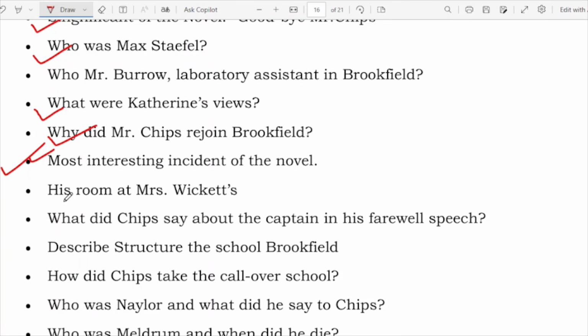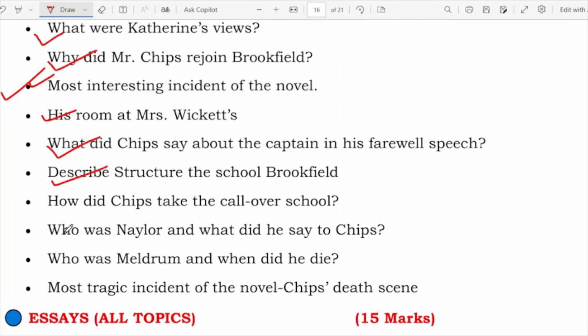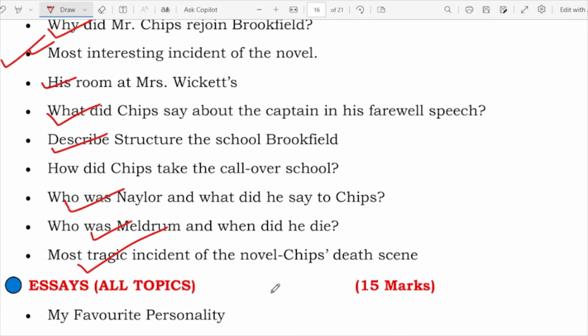And what about his room at Mrs. Wickett's? What did Chips say about the captain in his farewell speech? And describe the structure of the school building, Brookfield School, where it lies. How did Chips take the call over school and who was Nala? Who called him old? What did he say to Chips? Who was Meldrum? Meldrum is the second headmaster. The first one is Weatherby, second Meldrum, third one is Ralston, and the fourth one is Chatteris, and the last one is Cartwright. Most tragic incident in the novel, Chips's death scene.